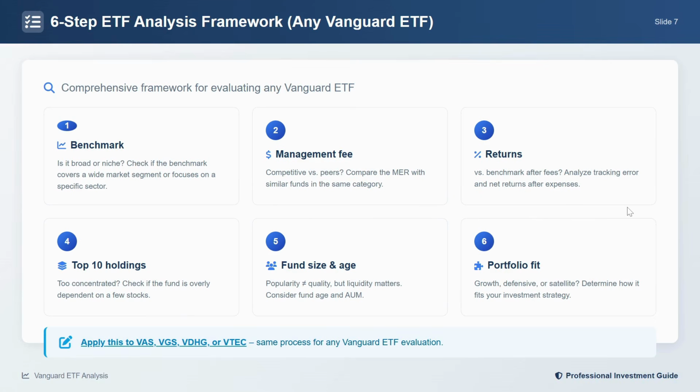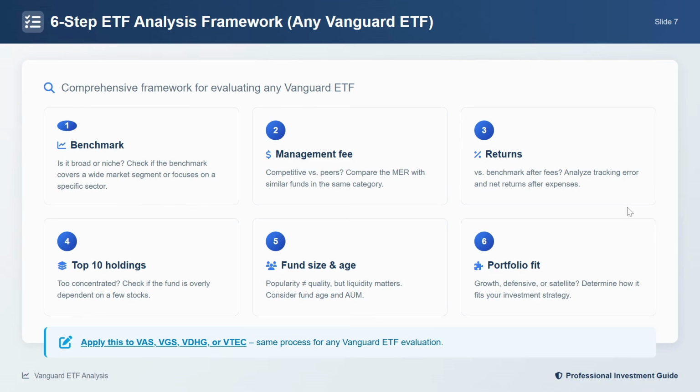6-step analysis framework. Now the most important part of this video, a 6-step framework you can use to analyze any Vanguard ETF, from VGS to the new VTEC. 1, benchmark. Is it broad or niche? 2, management fee. Lower is usually better, but not always. 3, returns. Compare after fee returns to the benchmark over 3 and 5 years.